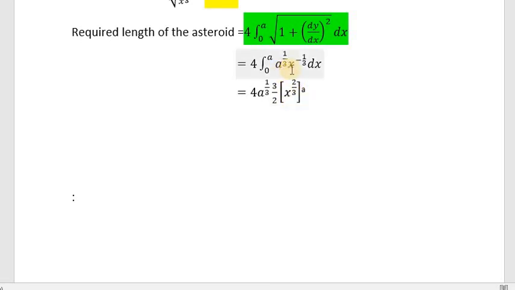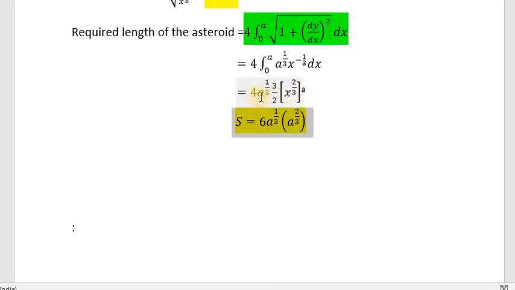See, the integral of x to the power of minus 1/3 is x to the power of 2/3 divided by 2/3. That 2/3 is taken to the numerator, so it becomes 3/2. Limits are 0 to a. When you apply 0, the whole term vanishes, so only the upper limit I have applied.